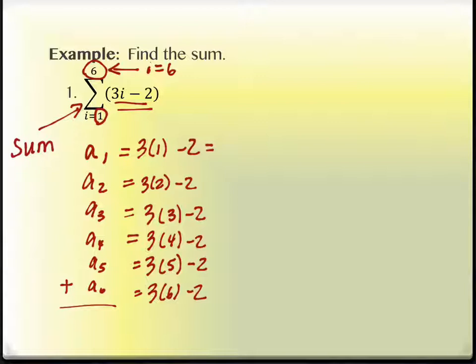So for instance, 3 times 1 minus 2 is 1. 3 times 2, sorry, hang on. Negative 1. No, 1. I was right the first time. I was moving on too quickly. 3 times 2 minus 2 is 4. 3 times 3 minus 2, 7. 3 times 4 minus 2, 10. Do you notice a pattern with these numbers that I'm getting? Yeah, they're going up by 3 every time.